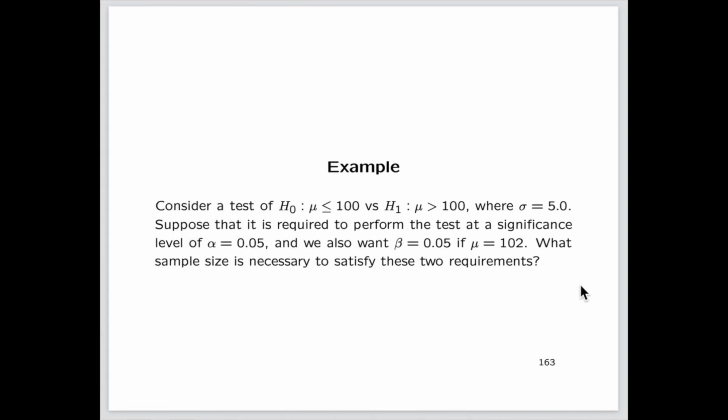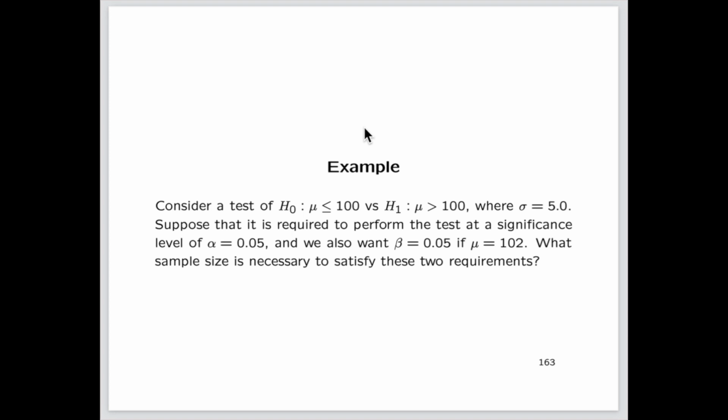All right, in the next example, we're going to actually do what's called a sample size question, or sample size determination. So again, consider this right-tailed test, the null hypothesis being that the mean of the population is no more than 100 versus the alternative hypothesis, which says that mu is greater than 100. The population standard deviation is still assumed to be 5 units.